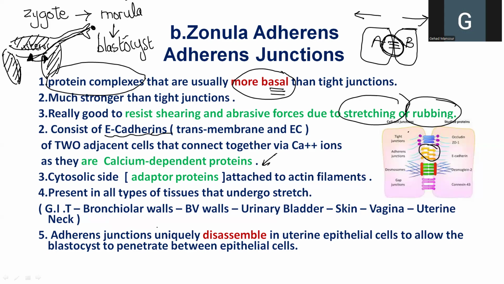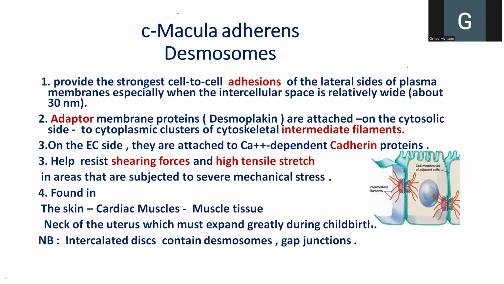implanted in the uterus, those adherence junction complex molecules will disassemble, will disintegrate in order to allow the blastocyst to penetrate, and then they will reform themselves once again.